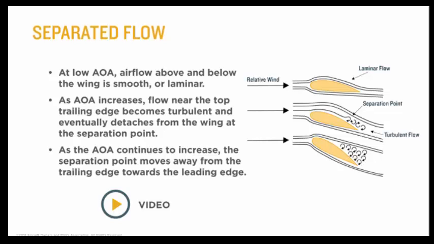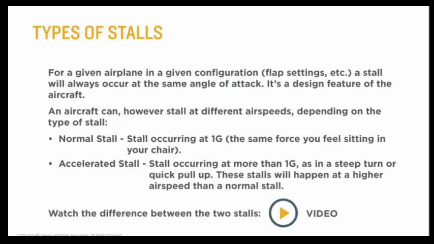So at a low angle of attack, the airflow above and below the wing is smooth, so we can see a visual of that. And then as the angle of attack increases, flow near the top of the trailing edge becomes turbulent and eventually detaches from the wing at the separation point. Then as the angle of attack continues to increase, the separation point moves away from the trailing edge and towards the leading edge. So you can kind of see the development of getting to that critical angle of attack where a stall will occur. So there are different types of stalls.